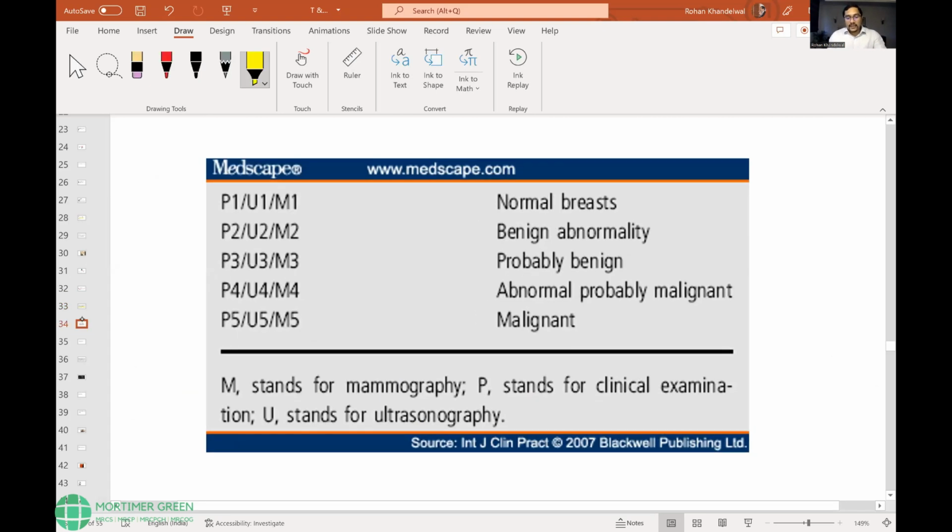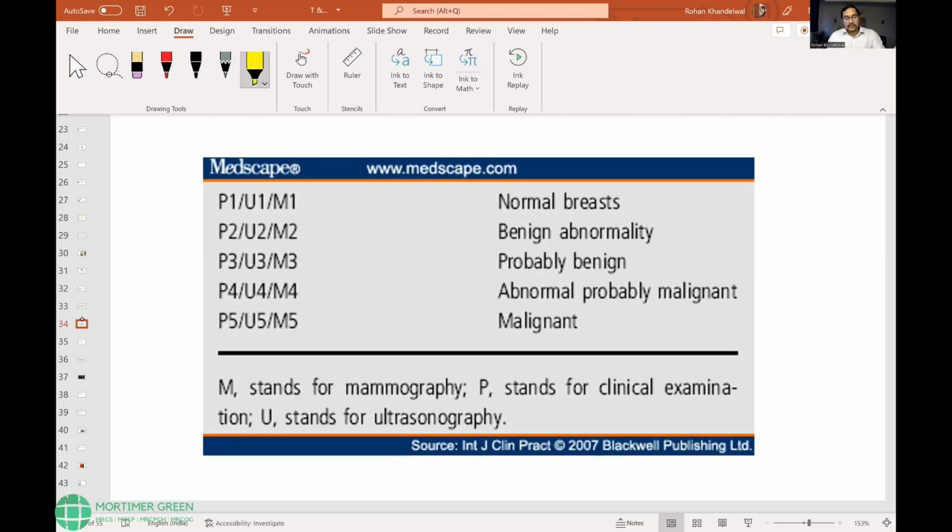So this is the grading. I've taken this from Medscape. This is how it is from P1, U1 or M1 till P5, U5 or M5. Now this is on the same lines as BIRADS. I'm sure a lot of you would be familiar with BIRADS, that is breast imaging reporting and data system. So it is on the same lines. Nothing is different. It's just that the prefixes are different, and that is what you need to remember for the exam.